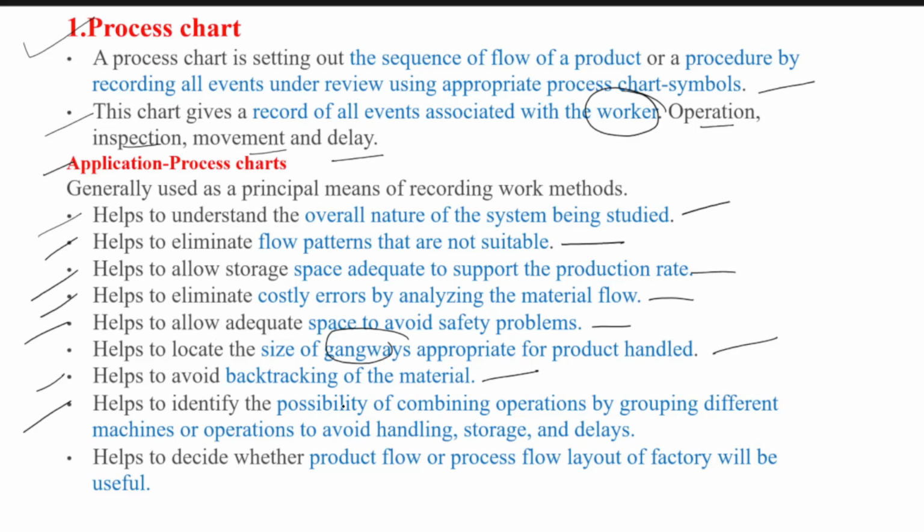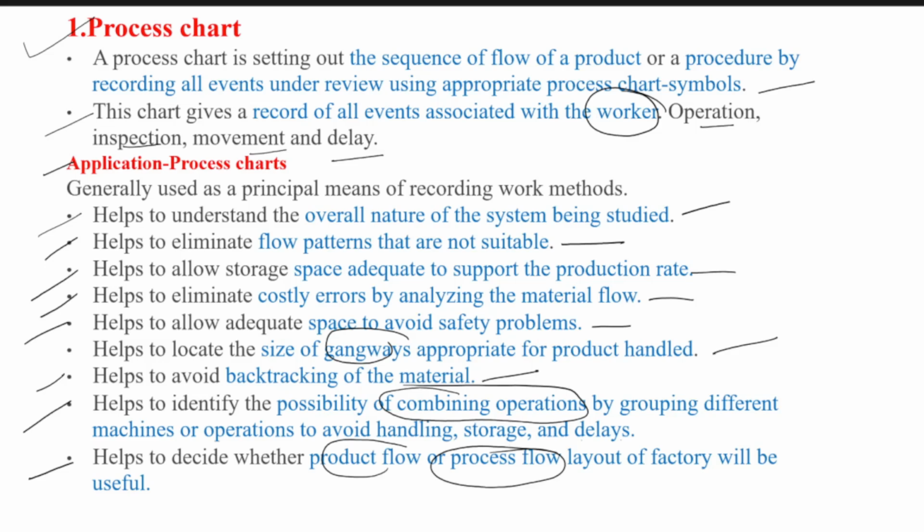It helps to identify the possibility of combining operations by grouping different machines or operations to avoid handling, storage, and delay. So, combining the operations needs to be identified. Then it helps to decide whether a product flow or process flow layout of the factory will be useful. So, the layout of the factory or organization comes into the picture.